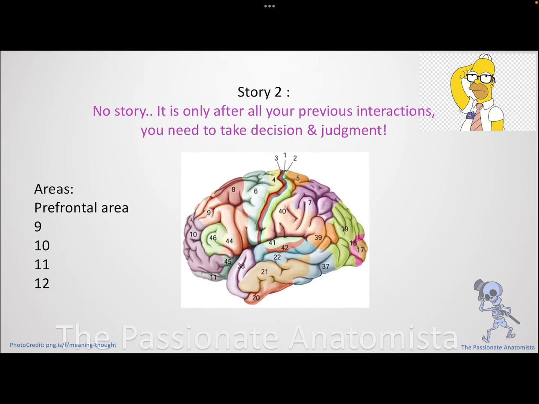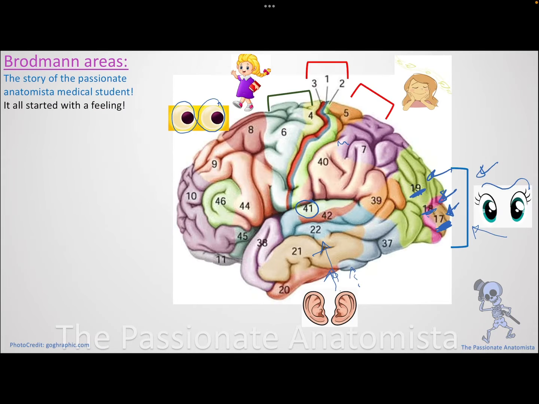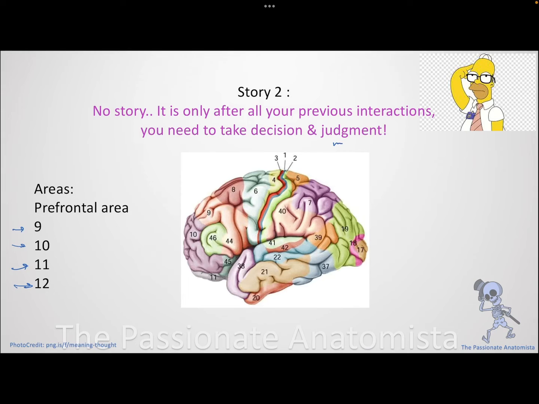What about areas 9, 10, 11, 12? This is actually not a story, okay? There is no story. It's only that after all your previous interactions, you need to take a decision and judgment. So you were a medical student, you had a feeling, you took an action, you interpreted your feeling, you registered your action, and then you saw it with your eyes, and then you started to have a personality. So 9, 10, 11, 12 is going to be the prefrontal area. These are the areas for judgments, decision, your personality, your emotion. It's who you are.